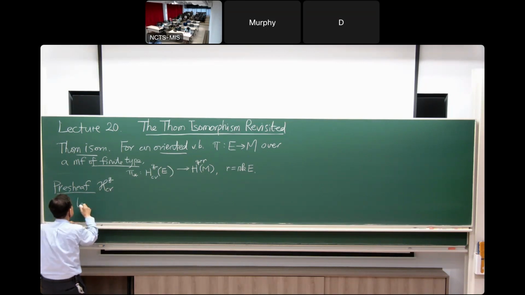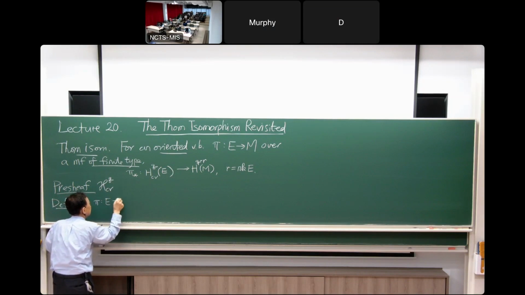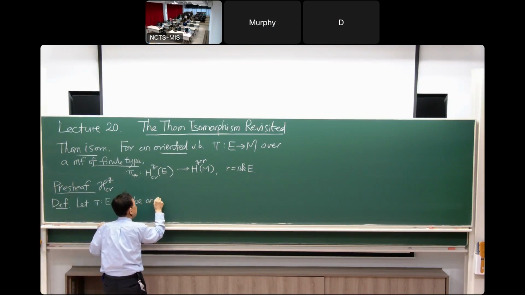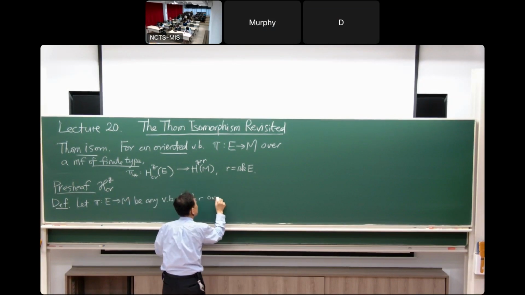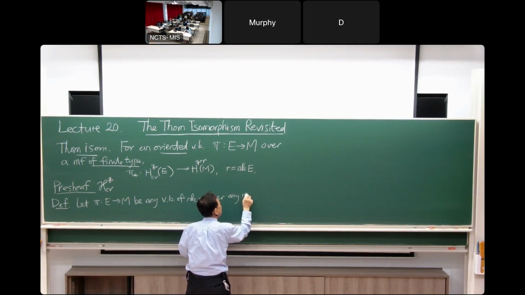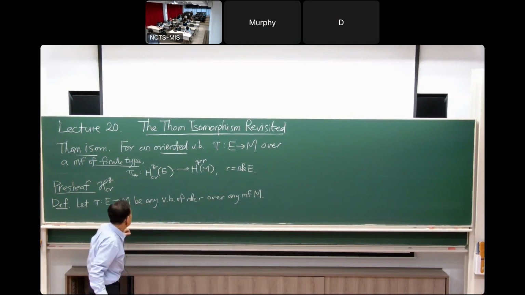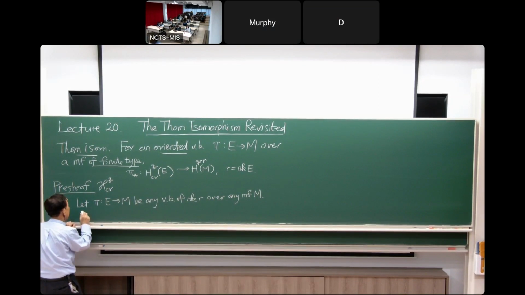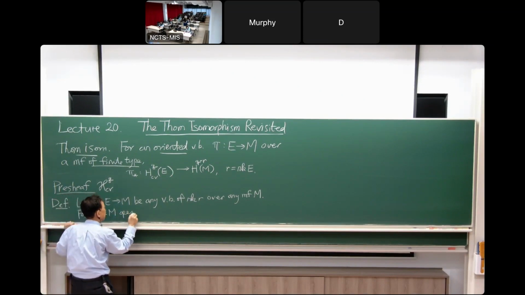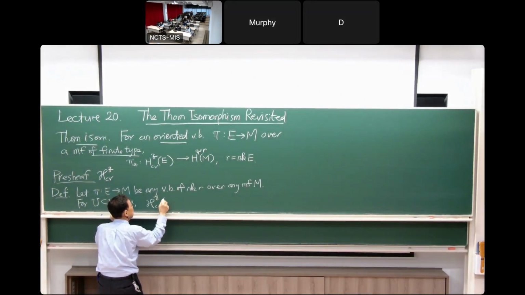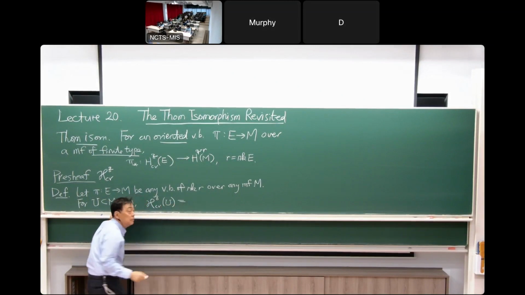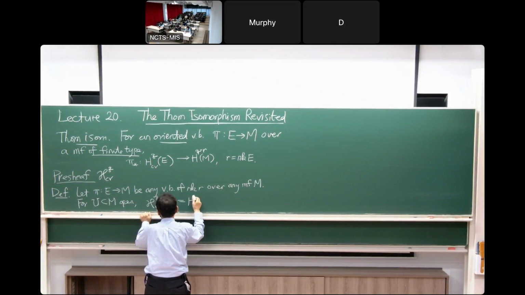Let's say we have just any vector bundle of rank R over any manifold M, and then for an open set U in M, okay, so the pre-sheaf H^q_cv associates to U the cohomology with compact vertical support of pi inverse of U.